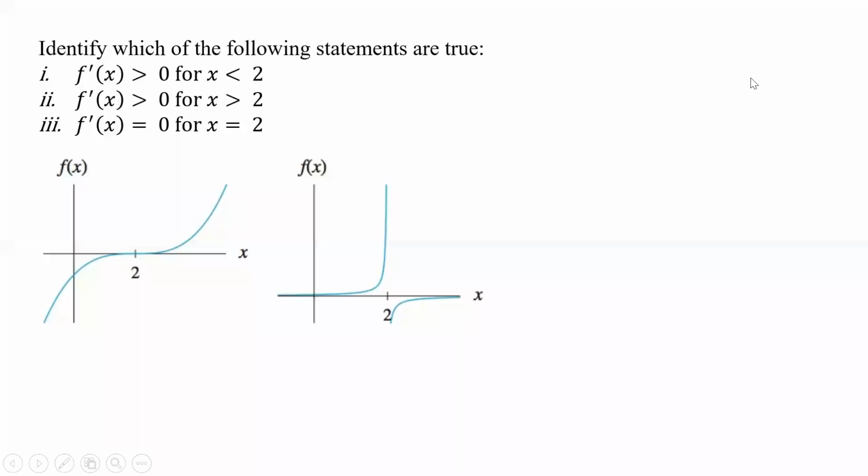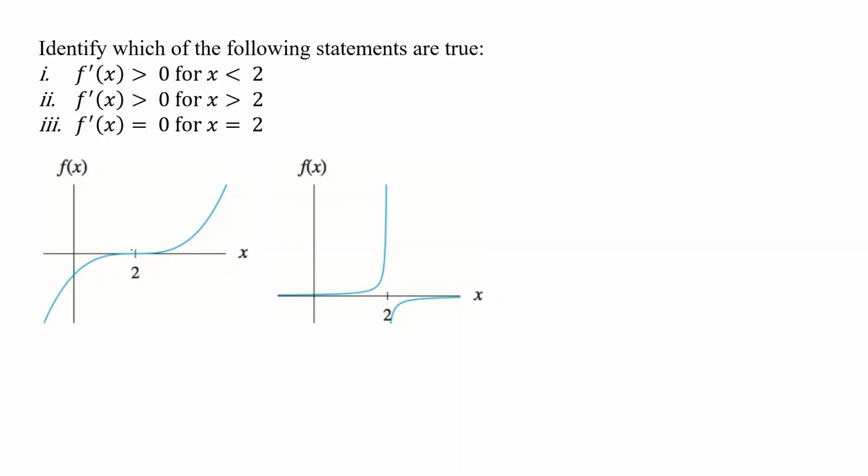All right, so here we're supposed to identify which of the following statements are true. Well, we have the first one: f prime of x is greater than 0 for x less than 2, f prime of x is greater than 0 for x greater than 2, and f prime of x is equal to 0 for x equals 2. All right, so let's look at each of these conditions.